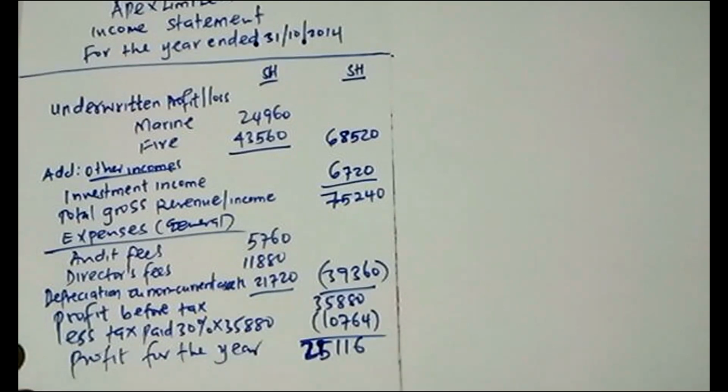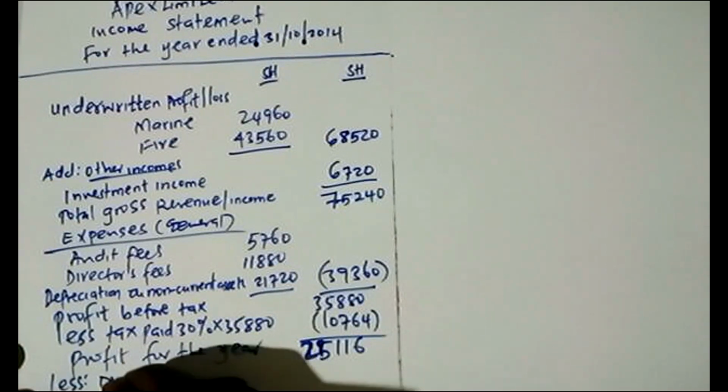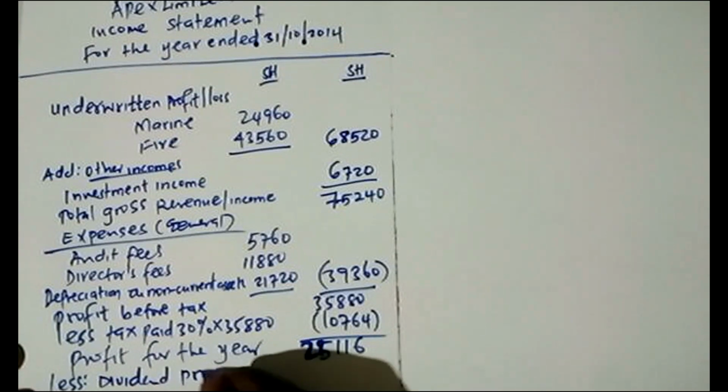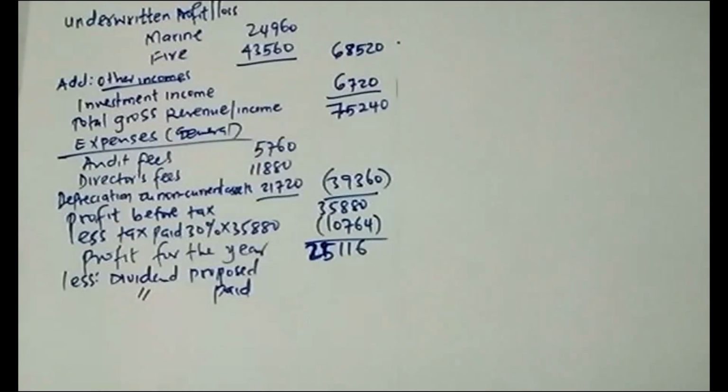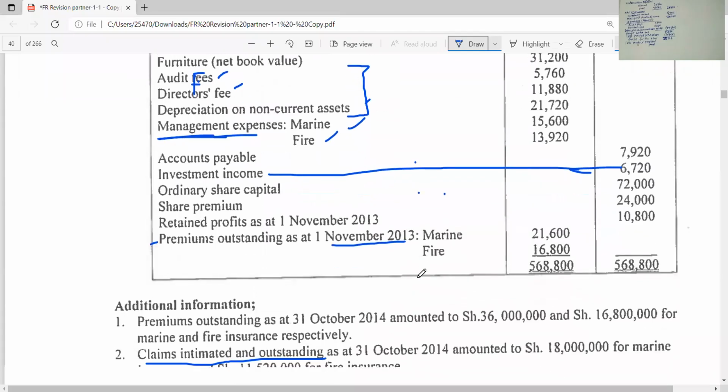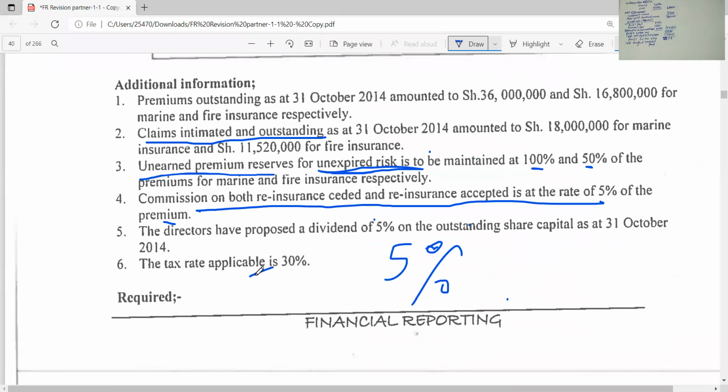So after the profit for the year, we have to raise the dividends. We have to deduct the dividends which were proposed or paid. The ones which were proposed or the ones which were paid. So for the dividends, we were told under the additional information, before that, remember that the tax, the 30% I used, is provided. It's not my rate. It was the one which was given.